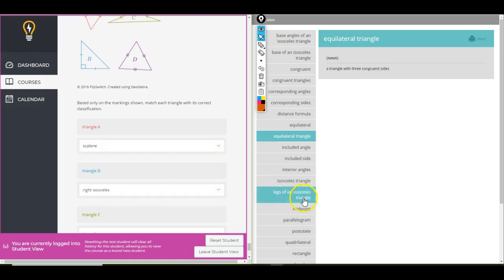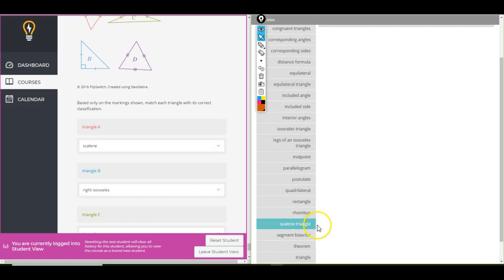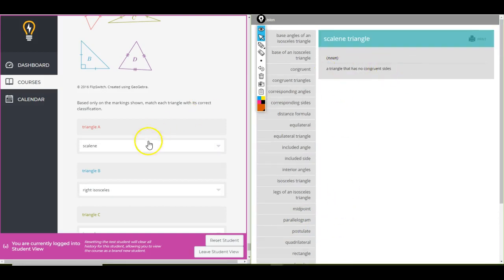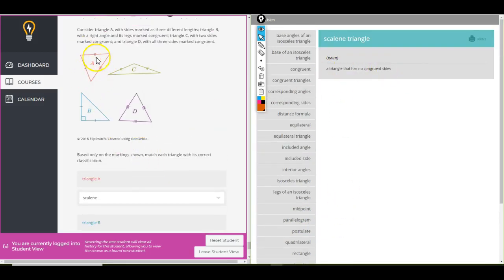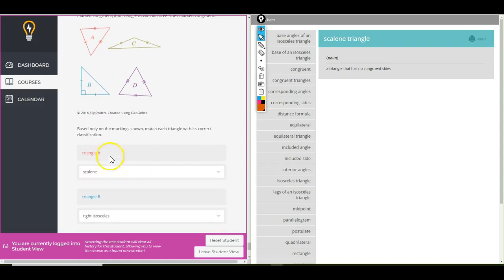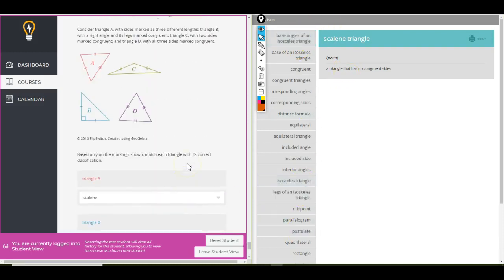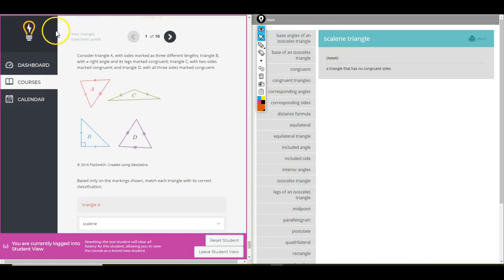Possibly scalene. What does scalene mean? So I'm going to click scalene triangle. It says a triangle that has no congruent sides. Each of triangle A's sides are marked differently. One has a 1 tick mark. That means it is a different measure from the side length that has 2 tick marks. And that means it is also a different measure from the side length that has 3 tick marks. So triangle A is a scalene. So that's how I would use the key terms for definitions to answer this question. I hope that helps.